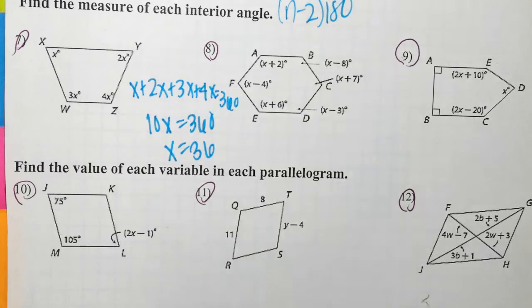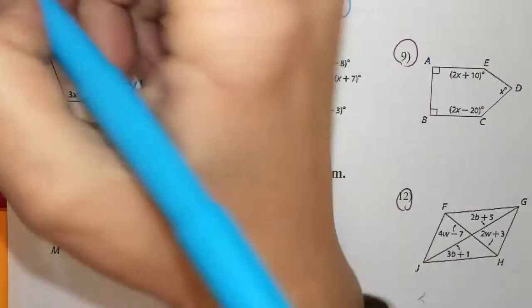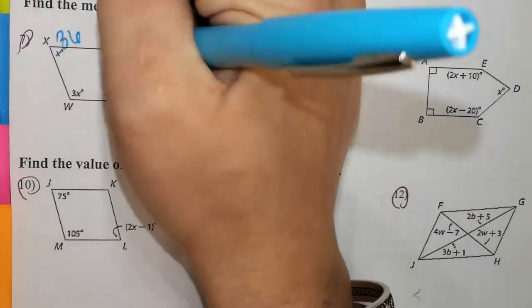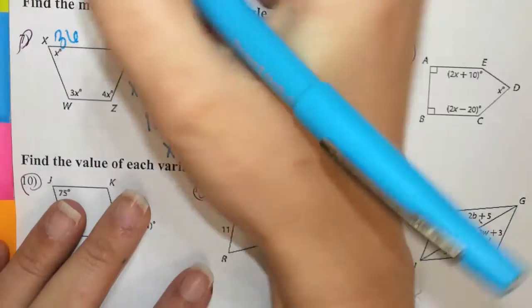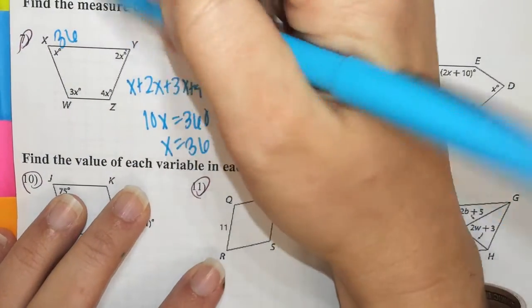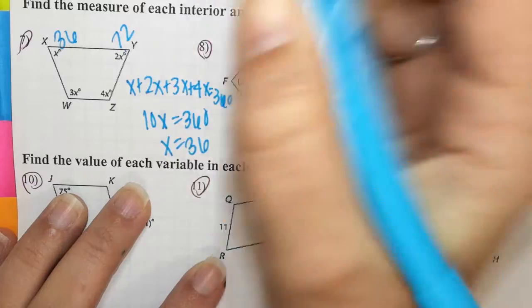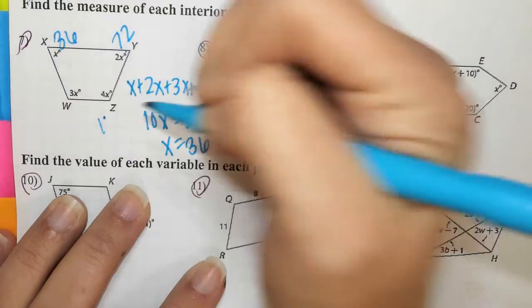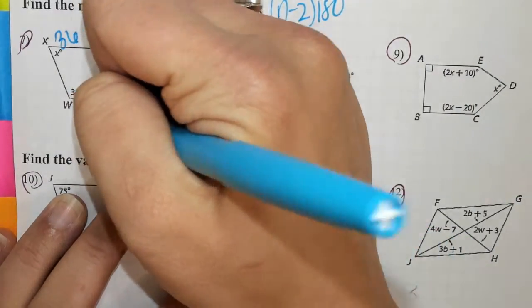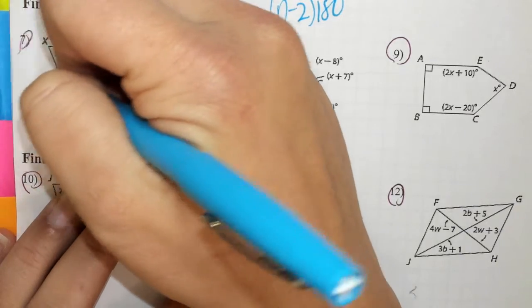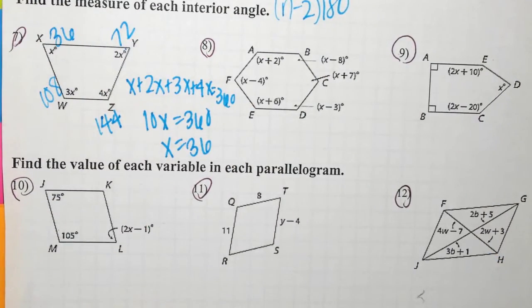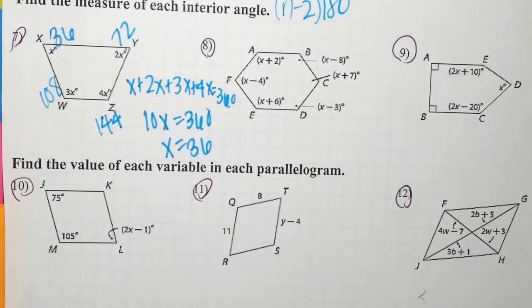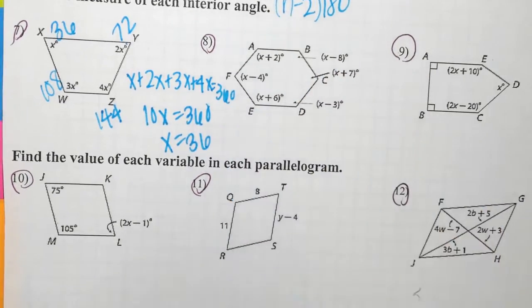Fantastic. Okay, take this 36 and plug it back in. So this is 36. What's this guy? 72. Angle Y, I'm sorry. Alright, angle Z. 144. Angle W. 28. Alright. If you got it right, give yourself a check mark. If you got it wrong, correct it. If you got x, give yourself a half check.